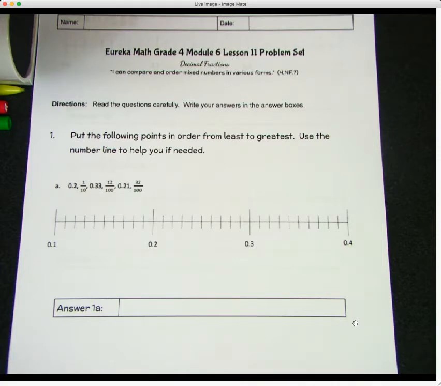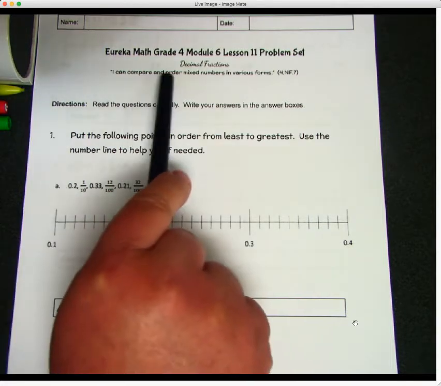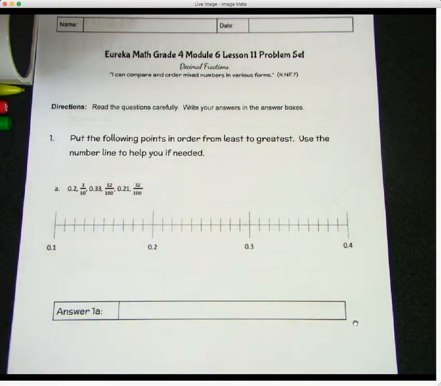We're going back to decimals. And as we look at this today, we're putting them in order. I can compare and order mixed numbers in various forms. Okay, so what we've got to do is take a look at these today, and we need to write them as decimals first. I mean, you can do these, look at them, and probably put them in order.